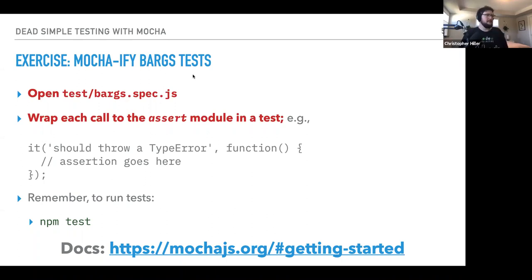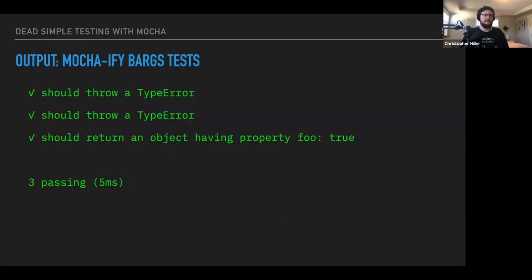Okay, so if you did this right, what you're going to see when you run npm test is something like this. Maybe it'll have even nicer colors. But what this is, it's the output of Mocha's default reporter. And so you should see three lines, each corresponding to one of the tests that you've written.